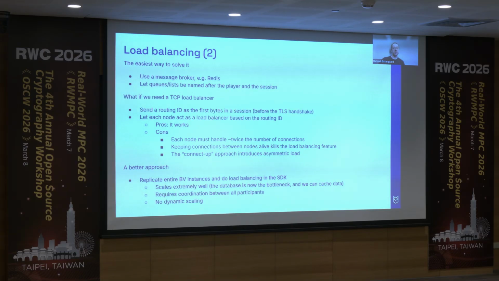And we send it before the TLS handshake, because if it's encrypted, it's difficult to do routing based on it. And then we let each node act as a load balancer. The advantage of this is that it actually works. The disadvantage is that each node must now handle twice the number of connections, because it receives a connection, it looks in the database to see who is going to handle this. If there's no one handling it, it can take it itself. If there are other nodes handling this, it needs to forward the connection to the other node. Now it's just relaying data back and forth.